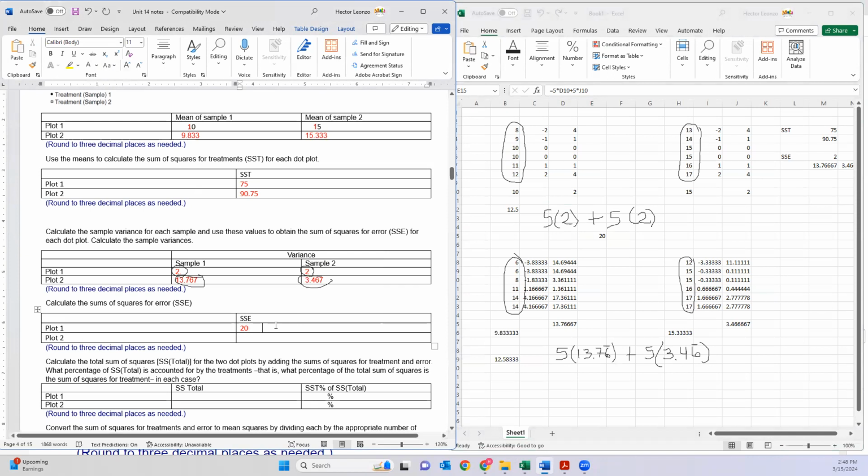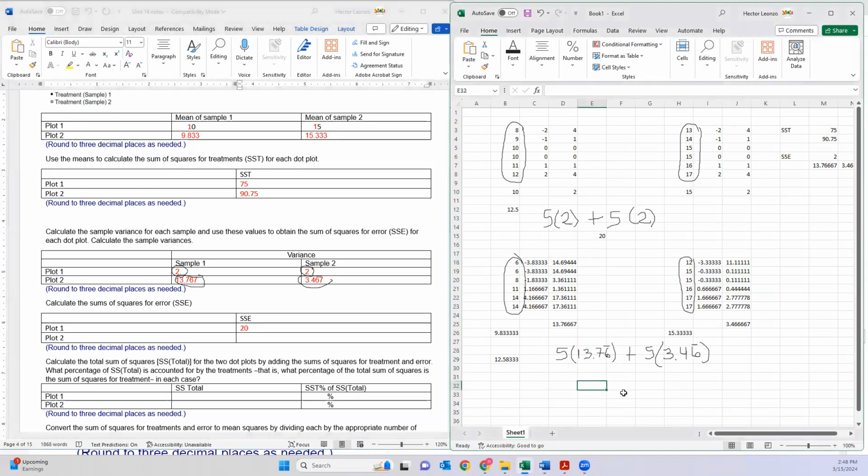Okay, 20. Now you don't have to type in decimals. I know here it says round to 3 decimal places as needed, right? 20 doesn't have decimals, so just leave it at that. However, here on plot 2, this is going to be interesting.